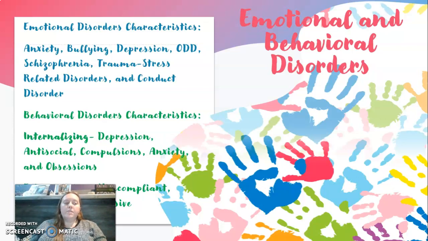Moving into emotional and behavior disorders. Individuals with emotional disorders may experience multiple diagnoses in one. Those can include anxiety, depression, bullying, ODD, conduct disorder, trauma, stress-related disorders, and schizophrenia. Those individuals with behavior disorders may experience both internalizing and externalizing behaviors. And these include being antisocial, having depression, anxiety, obsessions, and compulsions. They can be aggressive, act out, and be non-compliant.